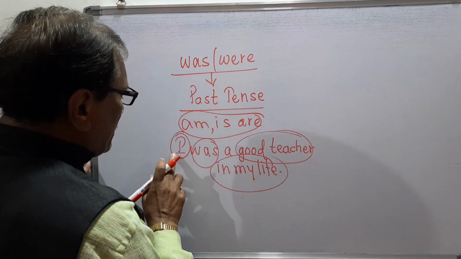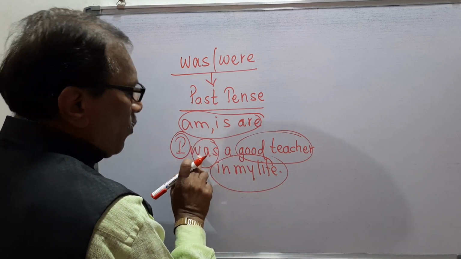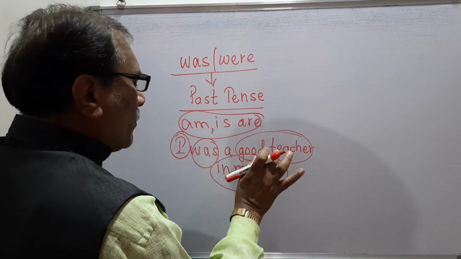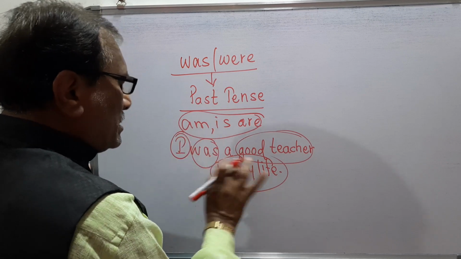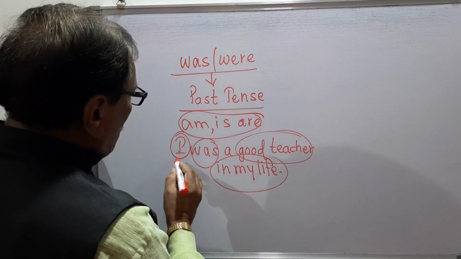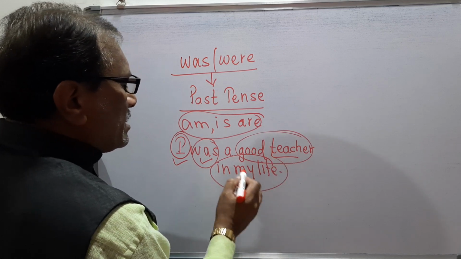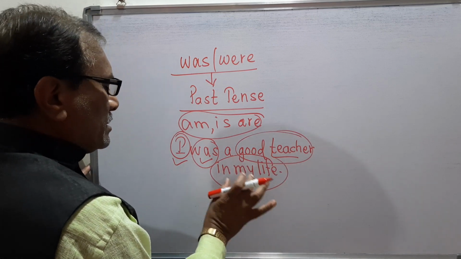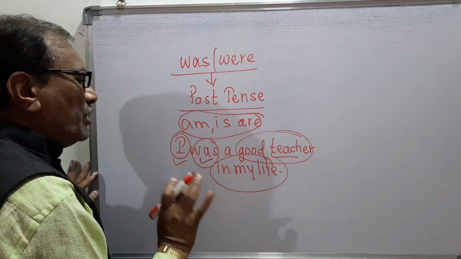Okay, the subject is I, was is the main verb, a good teacher is the complement, and in my life is the extra words. So this subject is singular, this is singular, this is singular, and this is the phrase of the extra words. So remember this.